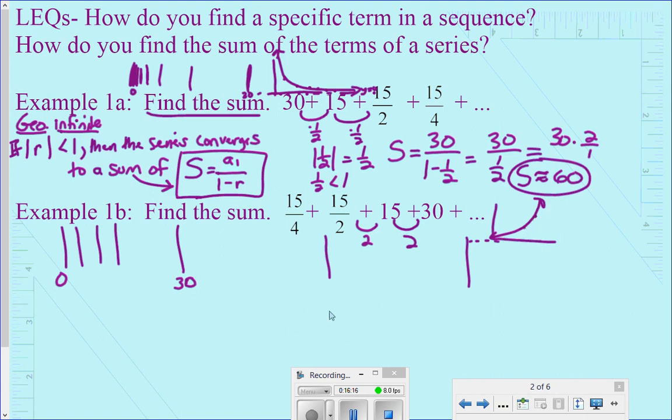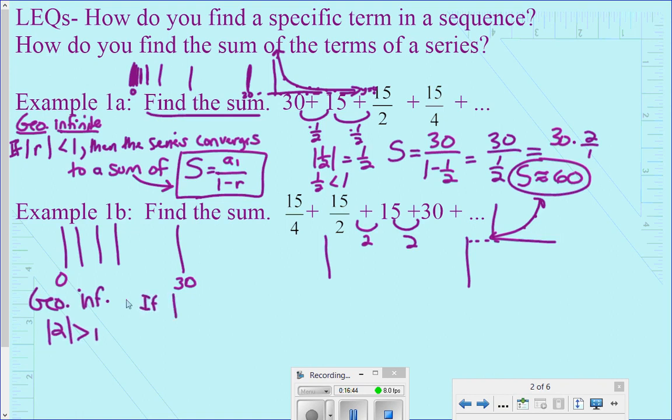So the 60 turns to 120, turns to 240, and so forth. The numbers are getting bigger. So what happens is if the numbers are getting bigger, there's no way for me to approximate the sum. So in this case, it's geometric, it's infinite. We check the R value, which is 2. And 2 is bigger than 1. So here's what we say.